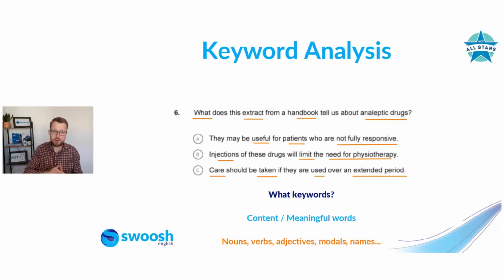B, we have injections of these drugs will limit the need for physiotherapy. So injections is a key content word here. It begins the sentence. Limit is, of course, a verb. Need for physiotherapy is a verb phrase and object noun at the end of the sentence. So injections limit the need for physiotherapy. So the analeptic drugs, injections limit the need for physiotherapy. Then finally, we have C, which is care should be taken if they are used over an extended period. Care is a key content word.